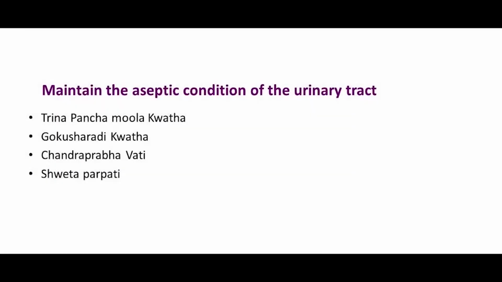One more important principle is, we know that recurrent respiratory tract infection always leads to exaggeration of the nephrotic syndrome. So we have to maintain the aseptic condition of the urinary tract. So UTI should be prevented by different methods. Usually we will prefer either Pratina Panchamula Kwatha or Gokshuradi Guggulu, Gokshuradi Kwatha, Chandraprabhavati or Shweta Parpati. Shweta Parpati maintains the pH of the urine, so by that it helps to prevent the urinary tract infection. This can also be used.